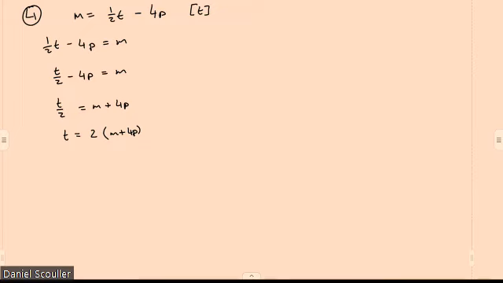Can you break the brackets as your final answer? Yes, but you don't have to, you get full marks for that. Actually, the simplest form would be with the bracket. But if you did that, you'd be fine.